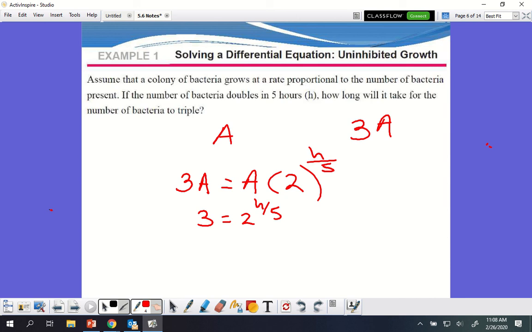Now what do I do? I'm going to log it. Log base 2 of 3 is equal to h over 5. Multiply both sides by 5, right? And that's going to give me the amount of hours it's going to be. So 5 times log base 2 of 3, that's going to tell me how many hours it's going to be. So give me a quick approximation of this, if you could.